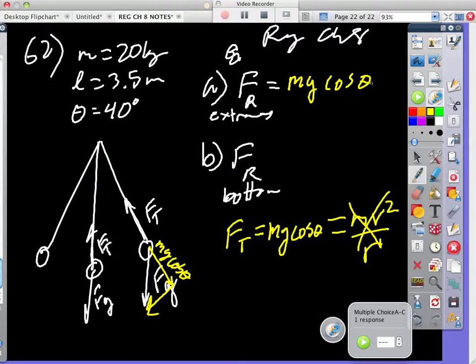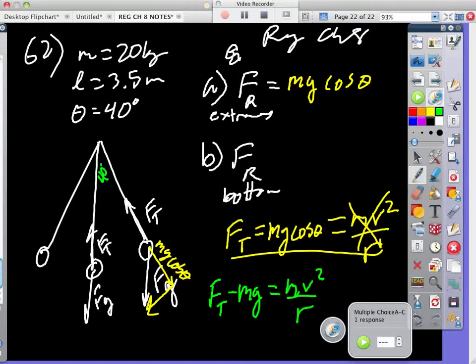Now, when we do it in green, at the bottom, we get Ft minus mg equals mv squared over r. Now, if the kid's swinging and they make an angle of 40 degrees, how do we find the velocity at the bottom? Remember, this is our friend. No? I guess you don't remember our friend. You've hurt our friend's feelings. It's the square root of 2gl times 1 minus cosine theta.